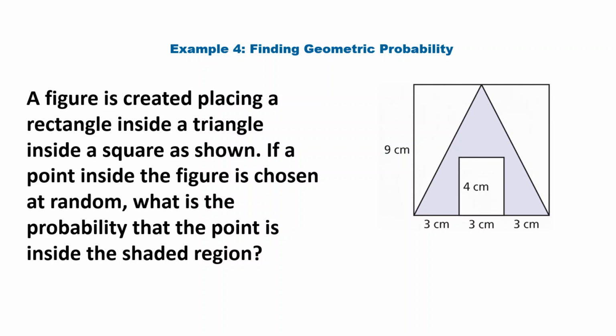All right, so let's take a look at example 4. It says a figure is created placing a rectangle inside a triangle inside a square as shown. If a point inside the figure is chosen at random, what is the probability that the point is inside the shaded region? All right, so take a look at that and think about what you would do.